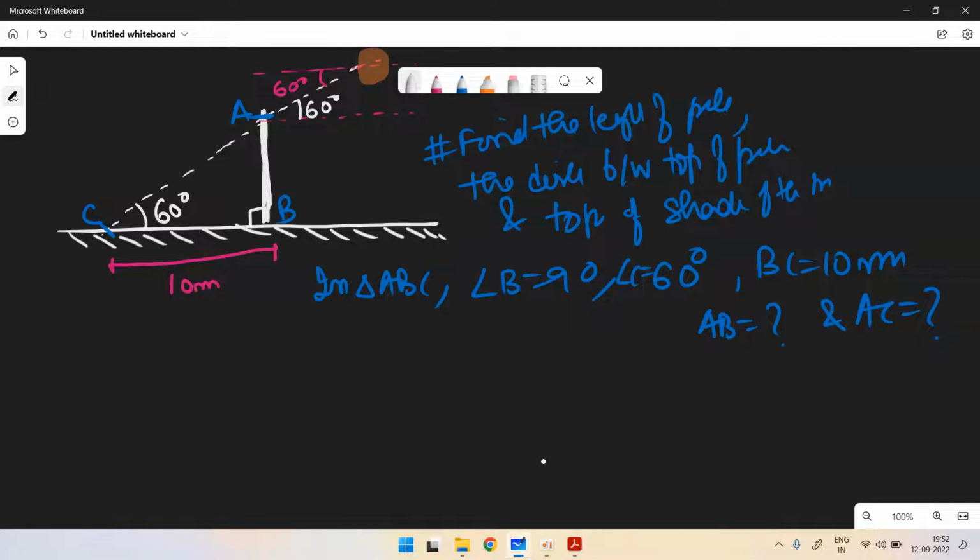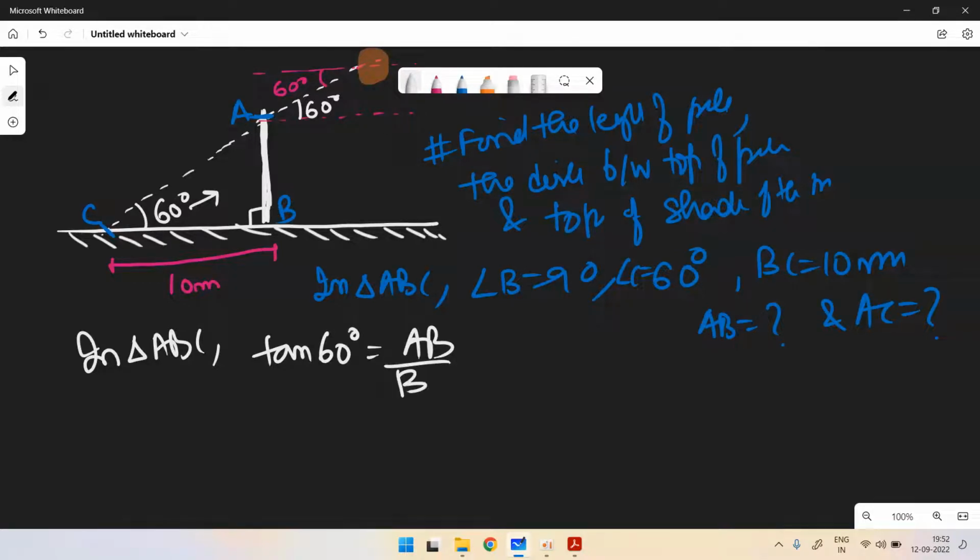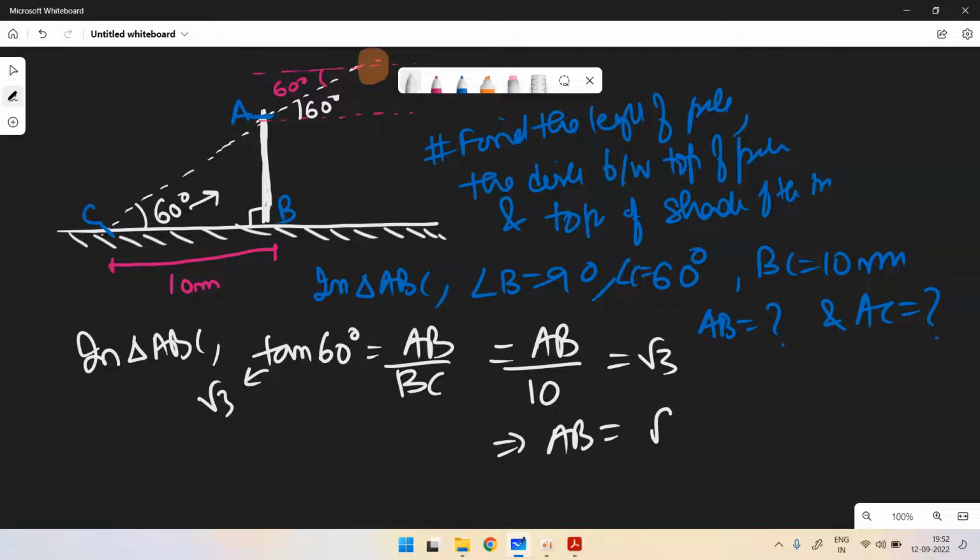Now directly applying the formula. In triangle ABC, you need to find AB and BC is given. With respect to 60 degrees, tan of 60 degrees is nothing but AB by BC. BC is 10 meters, and the value of tan 60 is root 3, which implies the value of AB is 10 root 3 meters. The length of the pole is 10 root 3 meters, and the length of the shadow is already given, 10 meters. Now you need to find AC.